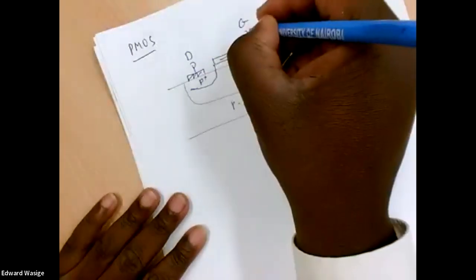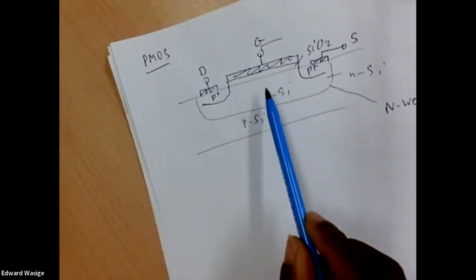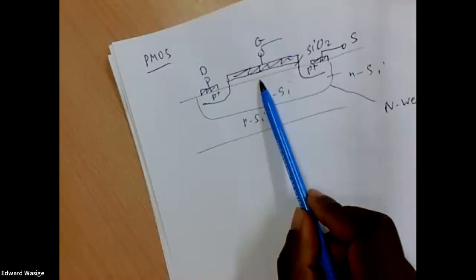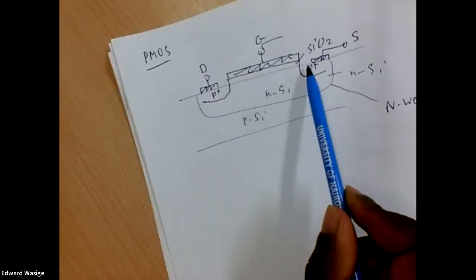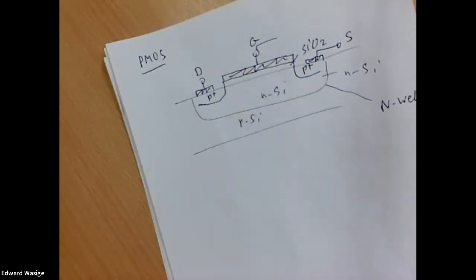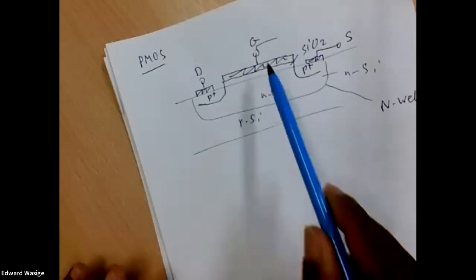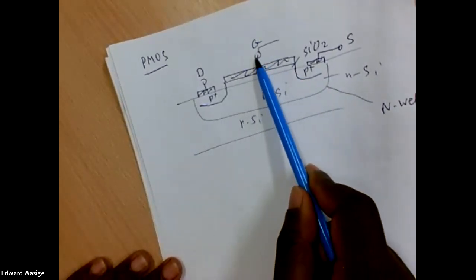So the way we bias this, just before I draw the bias, I'll ask a little question to the class. Please answer, either unmute and answer, or type the answer in the chat. What kind of potential do we need at the gate to be able to attract the carriers here to fill up this channel region? Negative. So we need negative potential here. Because these are positive carriers, we need negative potential. If you don't agree with that, please say.